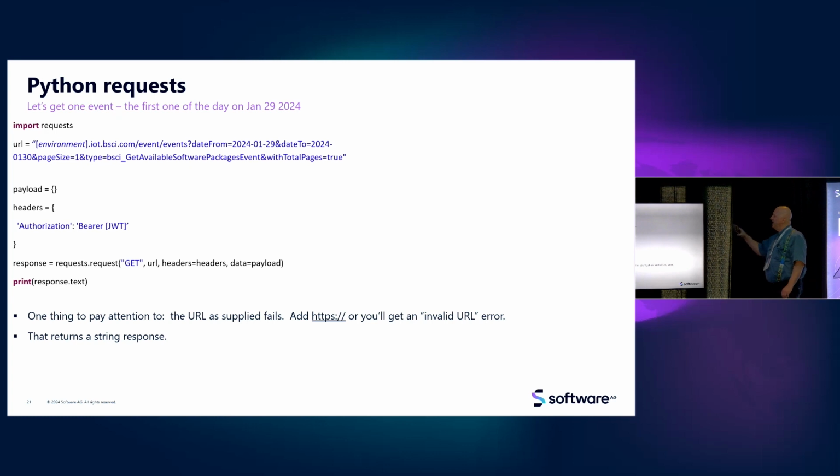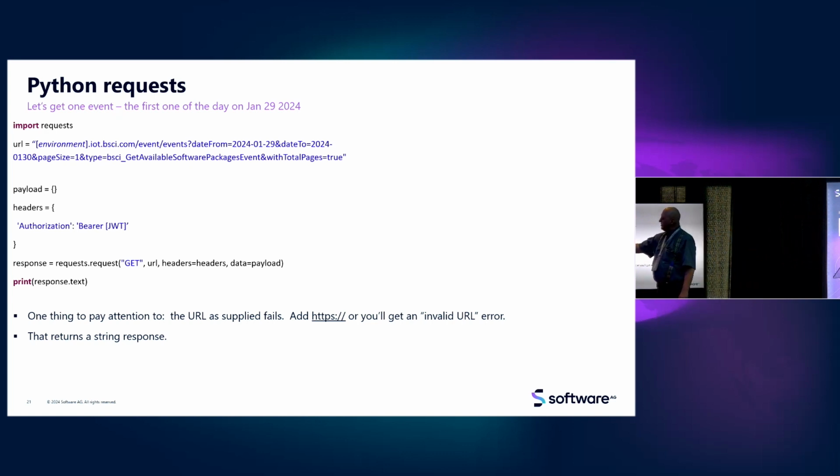But this is the code that I can run and put into my Python environment and start repeating this and trimming it down and doing something with the data. So we get the URL. That's my environment. My boss asked that I not put up our environments here on the screen, so that'll be your data. But this string here, environment IoT.bsci.com, that's that URL field we talked about earlier. Again, date from, date to, page size, type is get available software packages event with pages equals true.